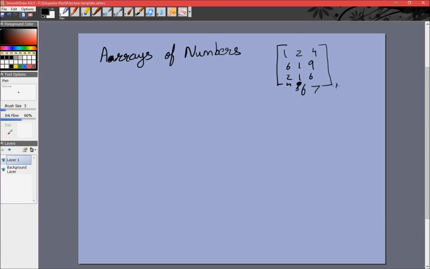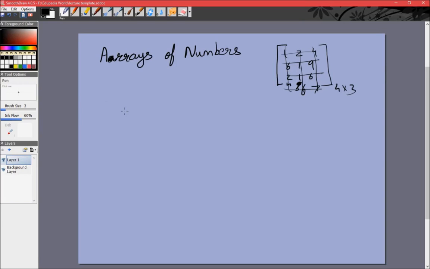This would be a 4 cross 3 matrix because it has 4 rows and 3 columns. All matrices are rectangular. If the number of rows is equal to the number of columns, like a 3 cross 3 matrix or a 4 cross 4 matrix, then it's called a square matrix.